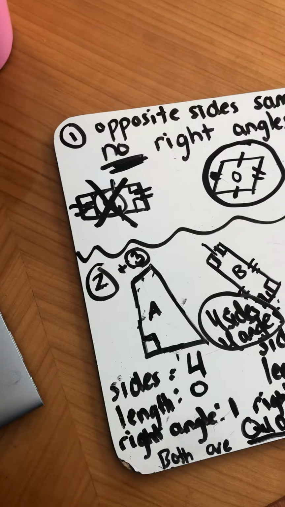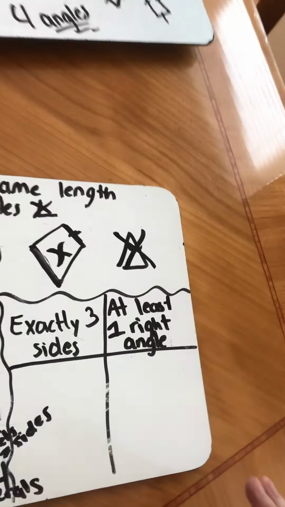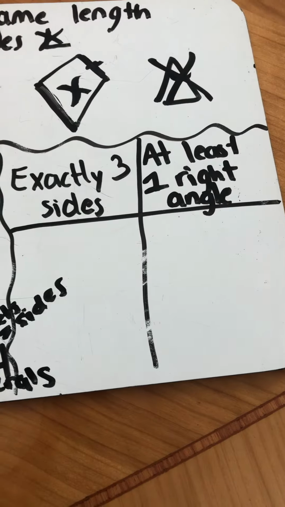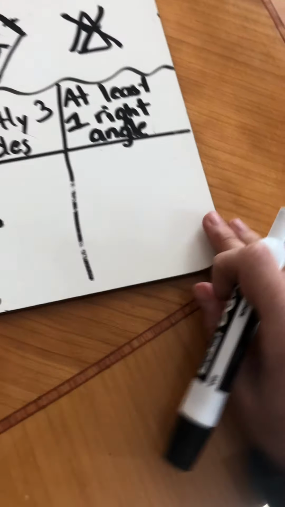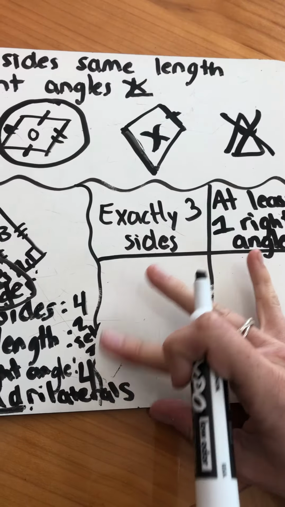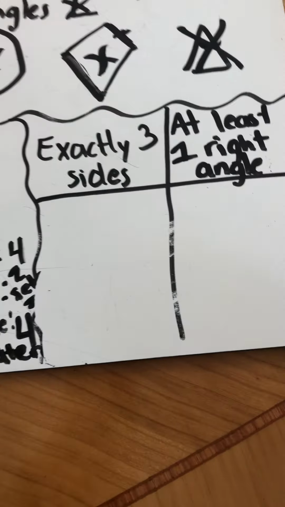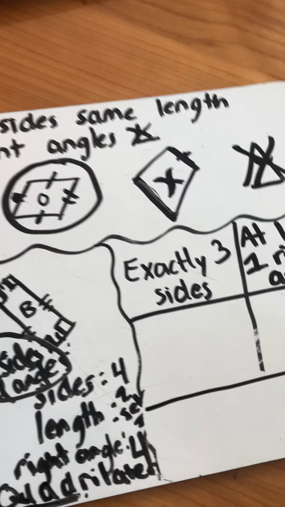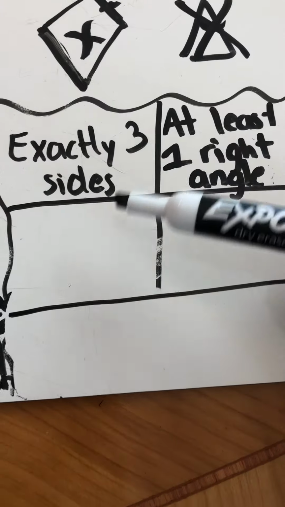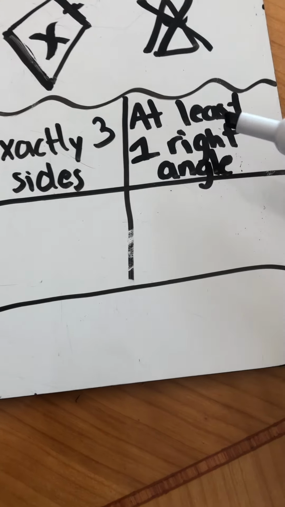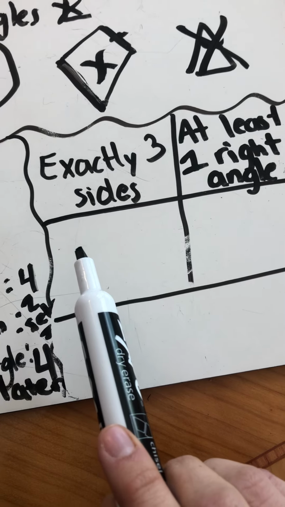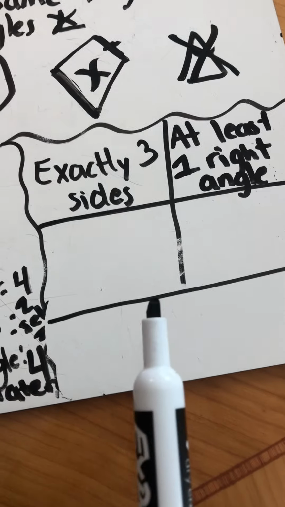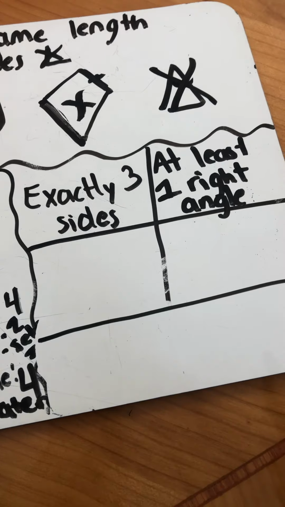All right, moving on. Let's take a look over here. We are going to be categorizing shapes 2 different ways. Let me just erase this a little bit. We want to look for shapes that either have exactly 3 sides over here and at least 1 right angle. So I'm going to draw a shape and then I'm going to think, does it belong here? Does it belong here? Or can it belong to both? All right, here we go.